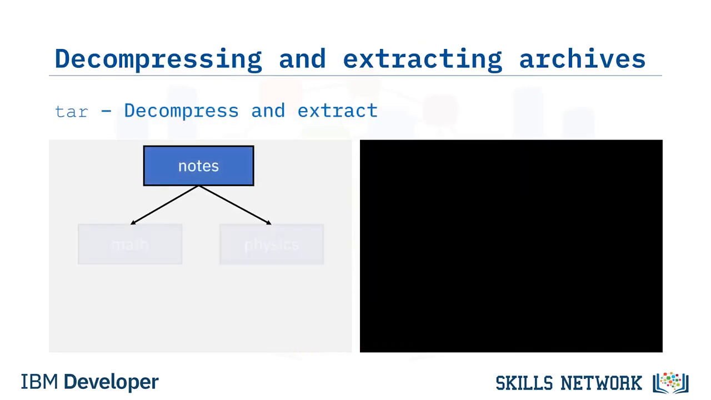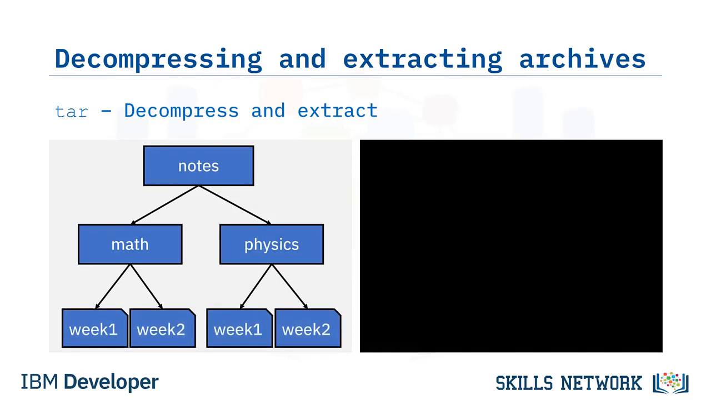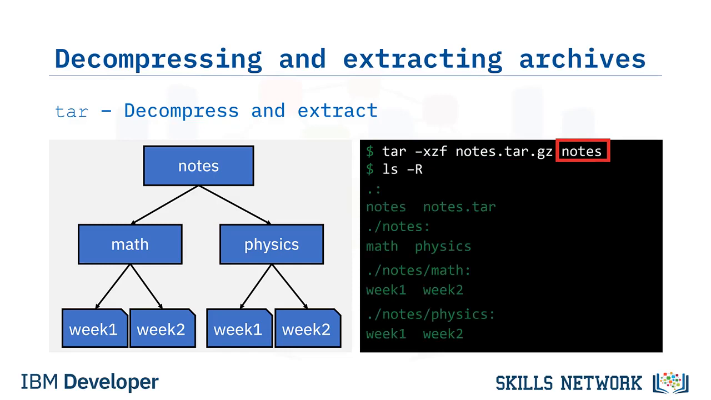Similarly, you can decompress a tar.gz file and extract the files from it. To unpack and decompress the notes.tar.gz file, you can enter tar -xzf followed by the compressed archive file name, notes.tar.gz, and an optional destination folder, notes. Again, by entering ls -r, you can see the directories and files have been unpacked as expected.